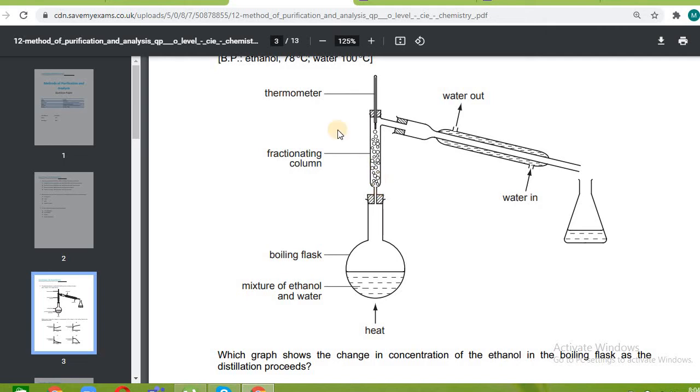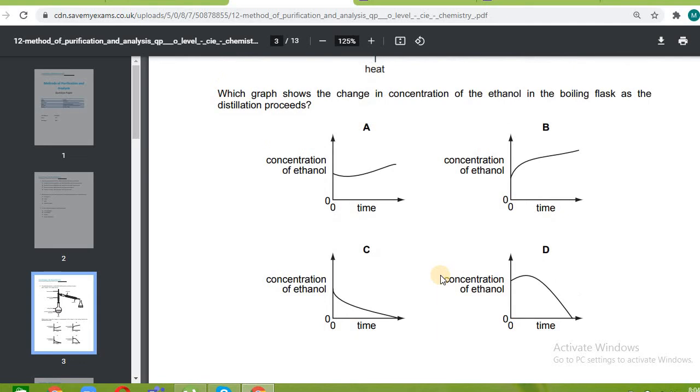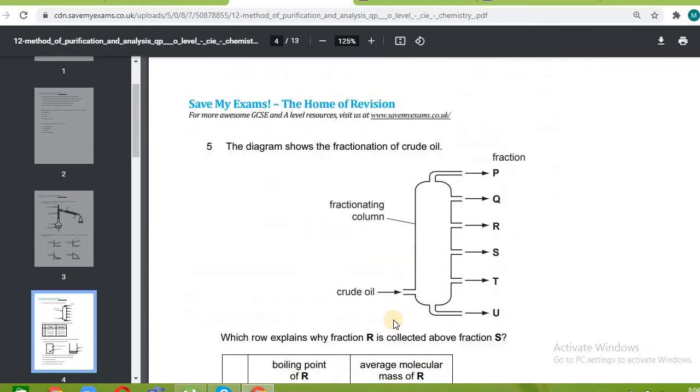The ethanol will start boiling, as its boiling point is less than water. So what will happen? Ethanol will start evaporating, boiling off, and then passing through the fractionating column, passing to the condenser and separating. So the concentration of ethanol will start decreasing in the boiling flask. So which of the graphs do you think should go for this? That the concentration is decreasing. So of course not alpha, Bravo and delta. So Charlie will be the answer, if the concentration of ethanol is decreasing with the passage of time as the process proceeds.